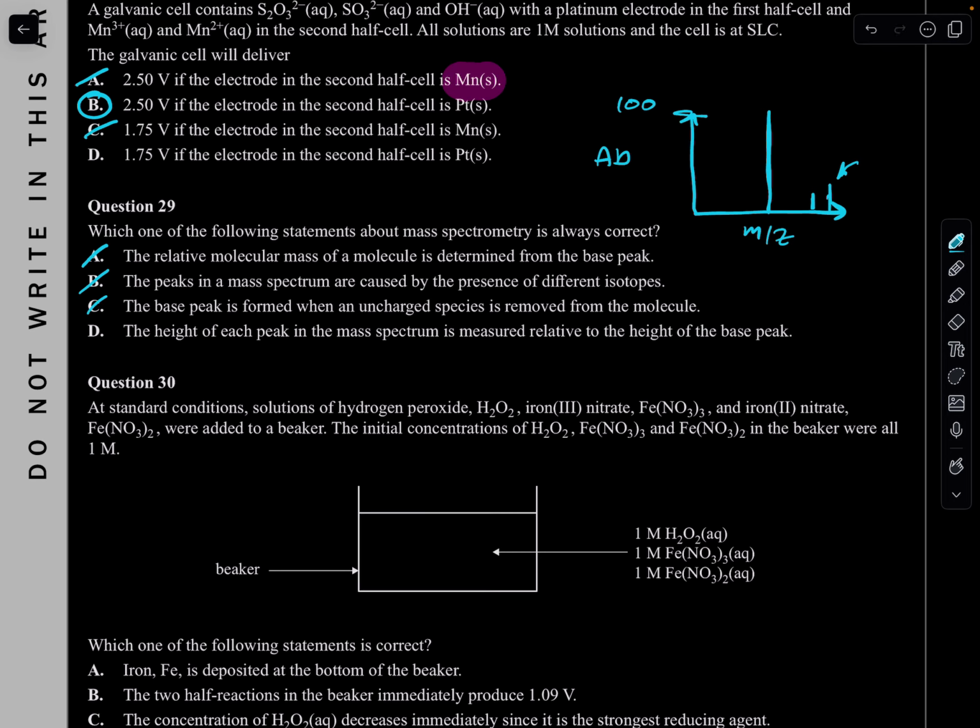Wrong. D: The height of each peak in the mass spectrum is measured relative to the height of the base peak. Yeah, could be, because if your base peak is 100, this could be, let's say, 20. It's always measured relative to it, because this is what defines it. The base peak is always 100 abundance, and I think that's the last answer, because the other ones are all wrong, so it has to be D. Everything's measured with it, using it as a scale.